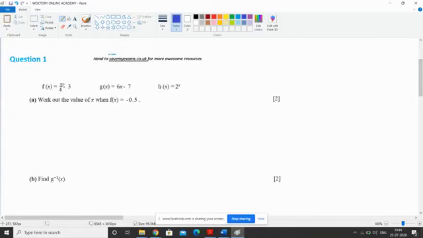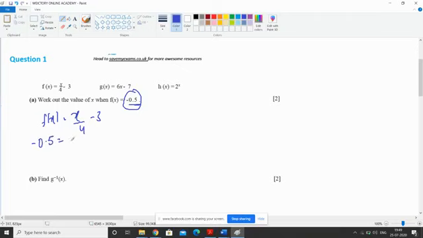Okay, so f(x) is x over 4 minus 3, g(x) is 6x minus 7, and h(x) is 2 to the power x. Work out the value of x when f(x) is minus 0.5. So here f(x) is given to you as minus 0.5. Here f(x) is x over 4 minus 3. x is not given, f(x) is y. The f(x) value is given, so we replace f(x) with minus 0.5.